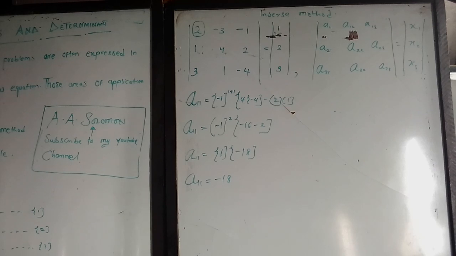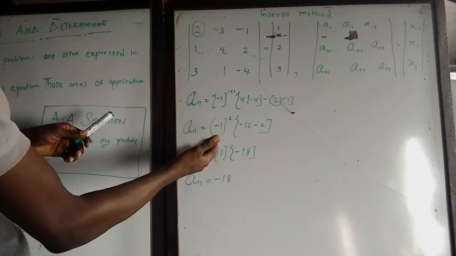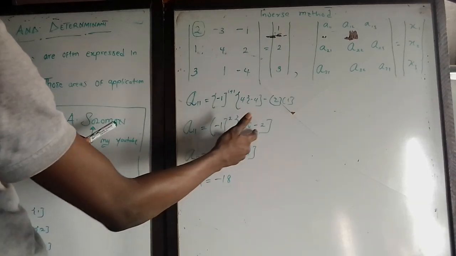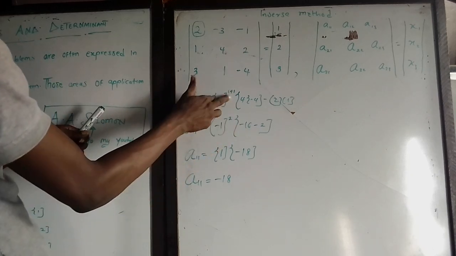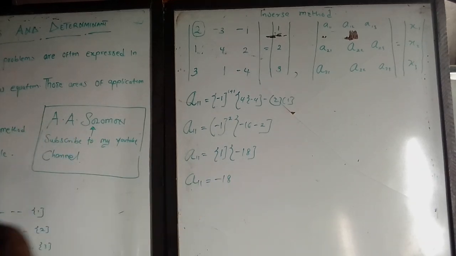I said minus 1 is always constant when you are solving by the inverse method in matrix, when you are using the inverse method to solve simultaneous equations in matrix. So you have A11 equals minus 1 raised to power 2, then open bracket minus 16 minus 2, close bracket. How did I get these two? This is 11. Repeat it up. 1 plus 1 is what? 2. Simple. Do you understand?